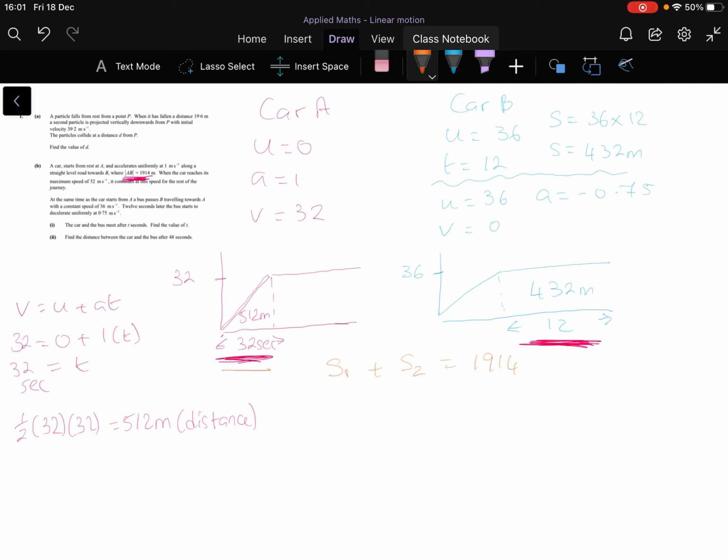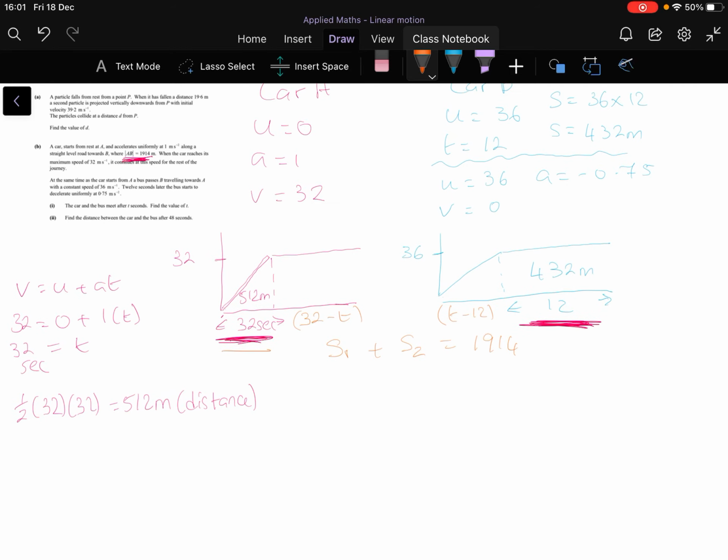I do know that this section here is included, which means that this section here is going to be 32 minus t seconds. And I know then that this section here is going to be, same idea, t minus 12 seconds. So when I go to fill in these formulas, I have to get the distance of the first one, and my distance of the first one is just going to be the 512, and then I have to add on the distance of this section here.